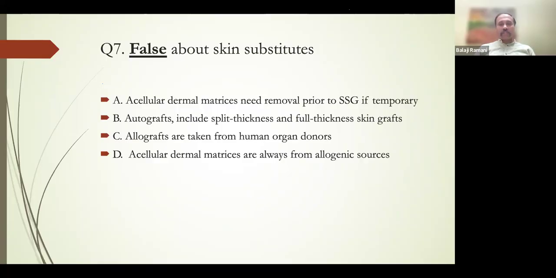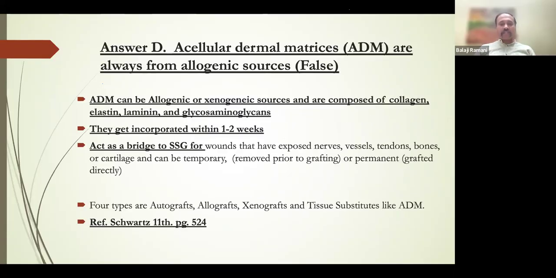So which is the false statement here? So as I said, whenever always or never is there, usually that will be the option. So that is the option here. So ADM is acellular dermal matrix.